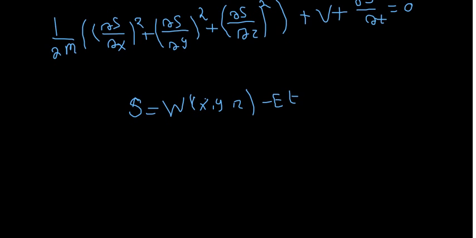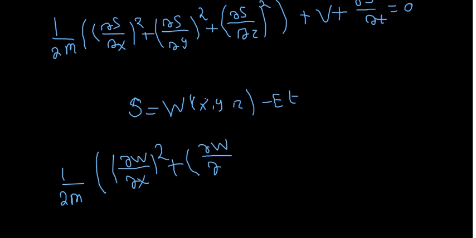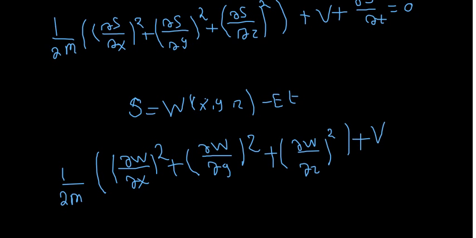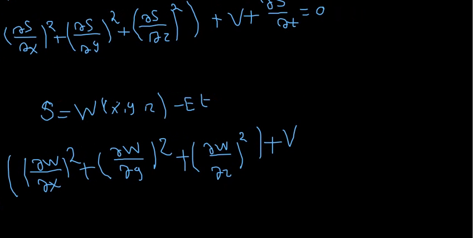What we're going to get is 1 over 2m, (partial S, partial x) squared. That means (partial W, partial x) squared, right? Because this other part here has a 0 derivative with respect to the space coordinate. (Partial W, partial x) squared plus (partial W, partial y) squared plus (partial W, partial z) squared. So far so good. Plus V minus E, and that all equals 0, right?